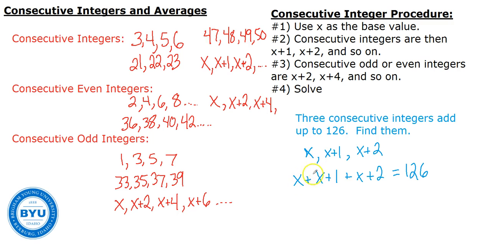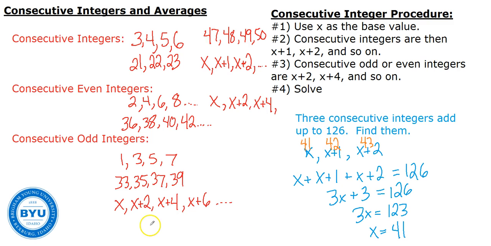We then can solve. Let's get our x's together. X plus x plus x, that's 3x. 1 and 2 is 3, equals 126. We minus the 3 over, I get 3x equals 123. When we divide by 3, we get the answer of x equals 41. So my numbers then are 41, that's my base number, then 42, and then 43. And we could check those. If you added those numbers together, we'd get 126. That's how we do a consecutive integer problem.